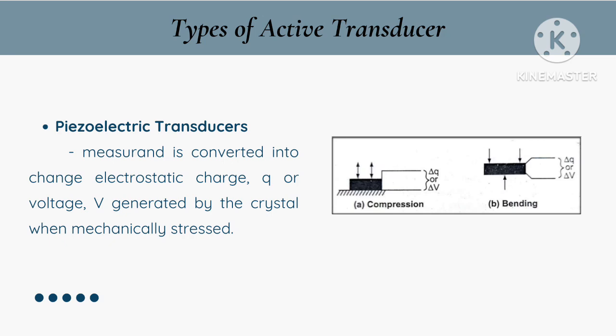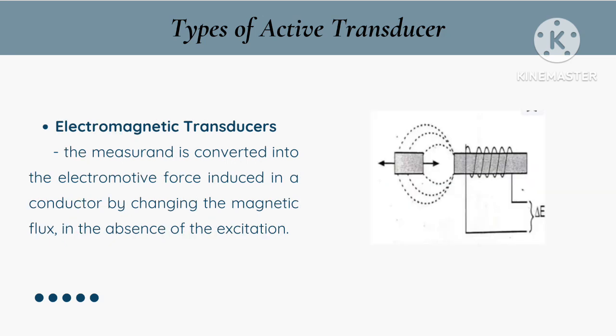The image shows the common configurations. We have compression and bending. In compression, a piezoelectric crystal is compressed, resulting in a change in electrostatic charge or voltage, while in bending, a piezoelectric crystal is bent, again producing a change in electrostatic charge or voltage. In both cases, the magnitude of the generated charge or voltage is directly proportional to the applied mechanical stress. This makes them useful for measuring pressure, acceleration, force, and other mechanical quantities.